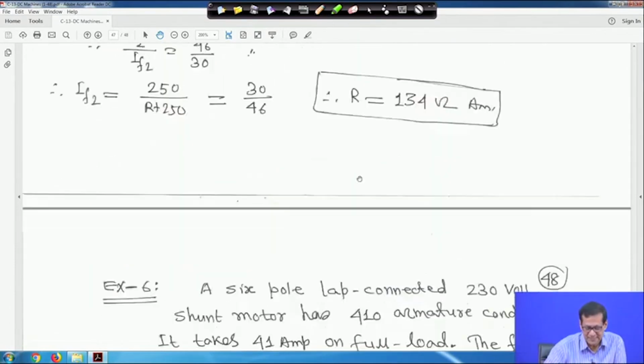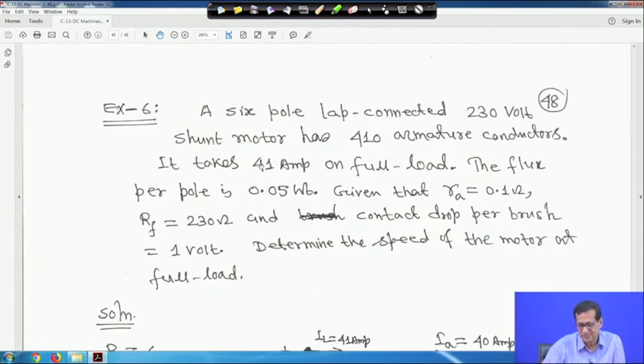So, next is example 6. A 6 pole lap connected 230 volt shunt motor has 410 armature conductors. It takes 41 ampere on full load. The flux per pole is 0.05 Weber. Given that Ra is equal to 0.1 ohm, field resistance Rf 230 ohm, and contact drop per brush is given 1 volt. So, 2 brushes will be there, so generally the total will be 2 volt, right. It is given per brush. Determine the speed of the motor at full load.